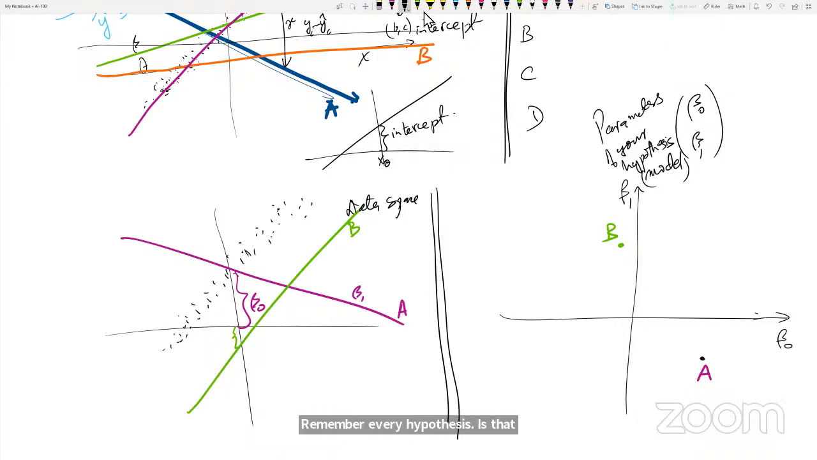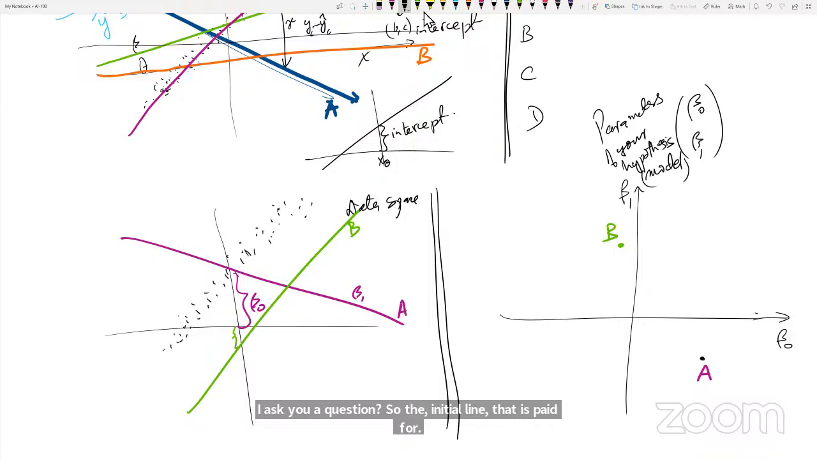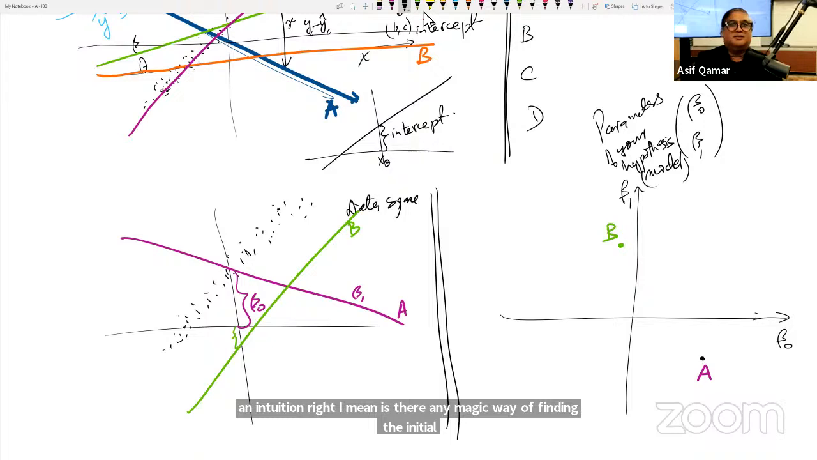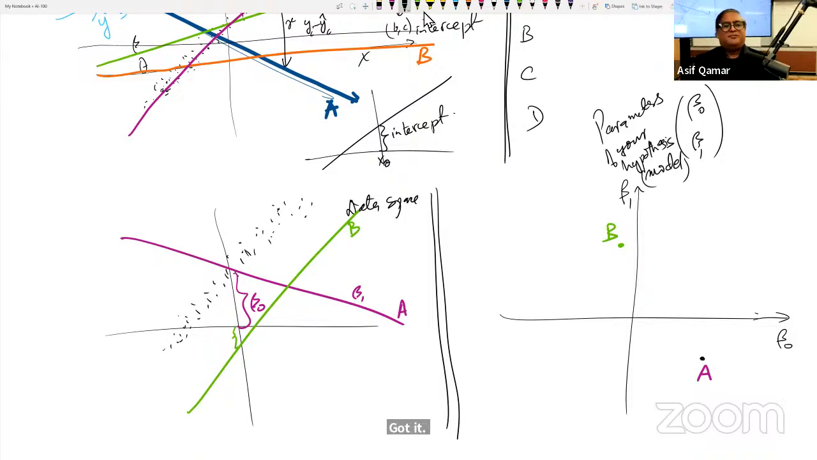Asif, can I ask you a question? So the initial line that is picked for basically starting the process is random and it's just an intuition, right? Is there any magic way of finding the initial one? No, you shouldn't bother. Pick something at this moment. Later on, I'll qualify the statement by saying sometimes try to be a little bit careful, but generally, you don't. The math here is pretty powerful. It will take care of you.